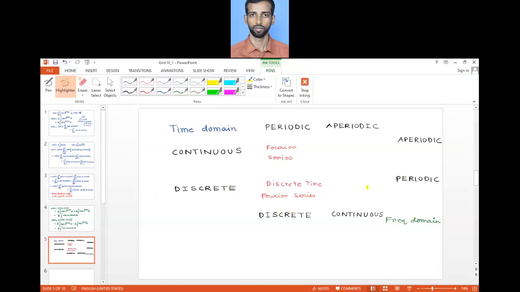And the remaining two parts that I have not filled yet are when the time domain signal is aperiodic, whether it be continuous or discrete. Over here, we will be using different types of representation of the signal that we have not covered yet. So with this, I would like to conclude this lecture.